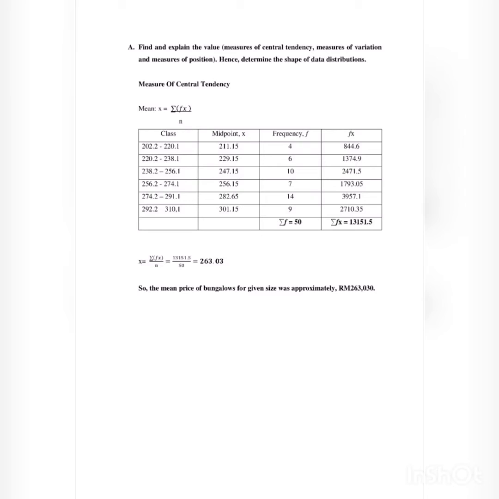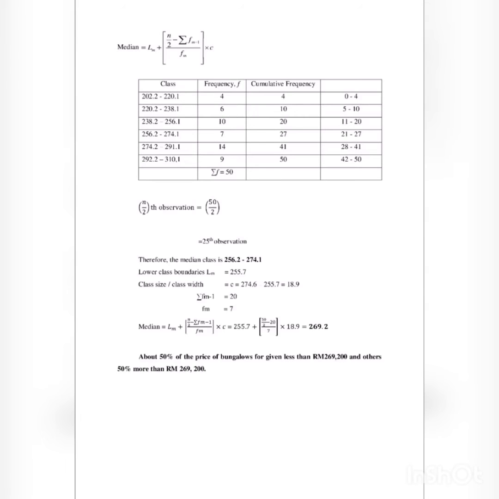The mean is 263.03. So the mean price for a bungalow is RM263,030. Next, we move to median. The formula for median is Lm plus (n over 2 minus sum of f_{m-1}) divided by fm, times c. To construct the table as well, we must have class, frequency and cumulative frequency.